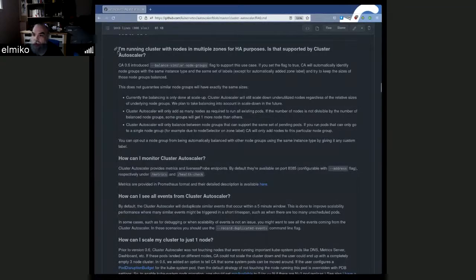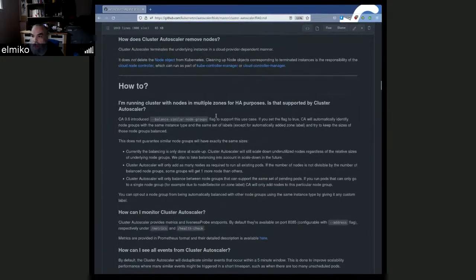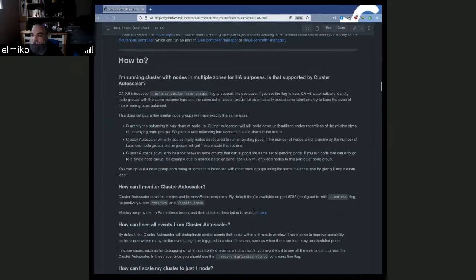So anyways, one of the questions in the how-to in the FAQ is about running nodes for HA purposes in multiple zones. And it talks about this flag called balance similar node groups that was introduced quite a while ago in the Autoscaler. And this feature is something that, at Red Hat, we get asked about with pretty regular frequency. We have many users who seem to like using this feature. I wouldn't say that everybody does, but it's probably one of those things where 40 to 50% of users ask about this feature.